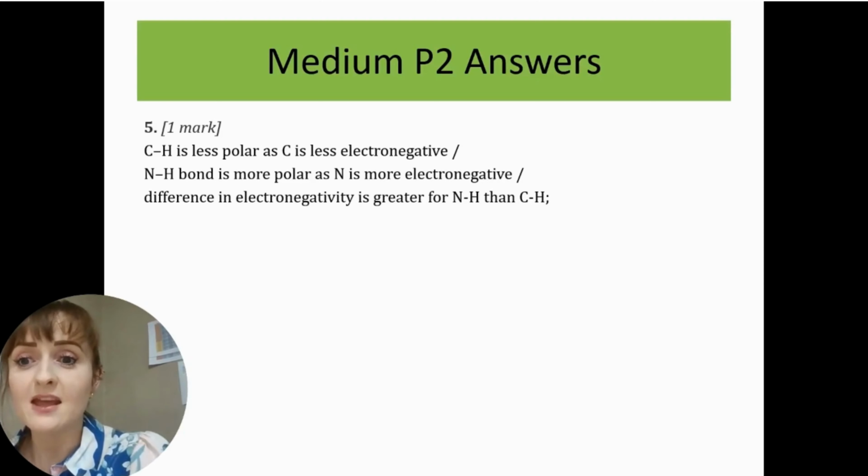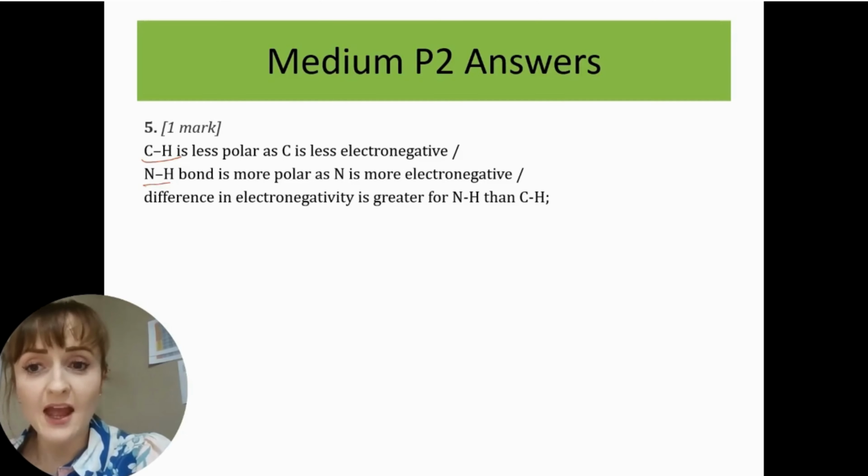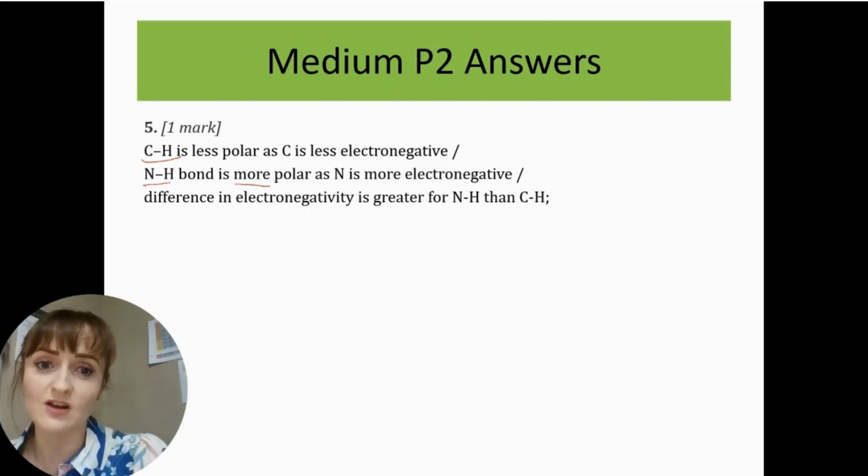So for example, CH is less polar than NH, or NH is more polar than CH. Or you could make a summary statement that the difference in their electronegativity is greater for NH than CH.